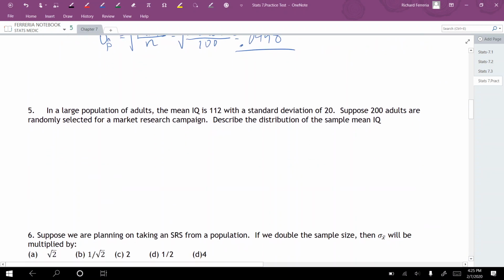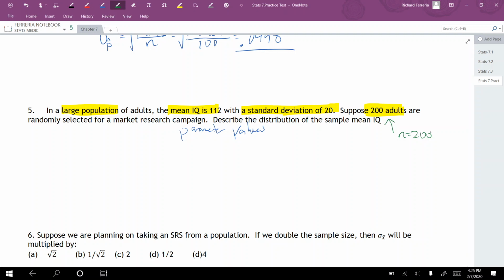Number 5, in a large population of adults, the mean IQ is 112 and a standard deviation of 20. So these are parameter values. I can tell because those values are not coming from a sample, they're coming from the large population. So suppose 200 adults are randomly selected for a market research plan. This over here tells me n equals 200. Okay, we're supposed to describe this distribution.